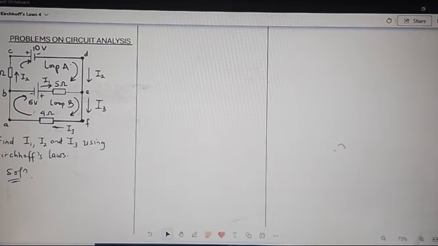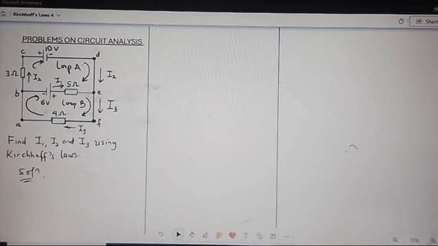Looking at the circuit on your screen, we can see we have two loops. We have loop A and we have loop B. Now we are asked to find I1, I2, and I3 using Kirchhoff's laws. Even if you are not told to use Kirchhoff's laws, you know you can use Kirchhoff's laws. So looking at this problem, how do we find I1, I2, and I3?